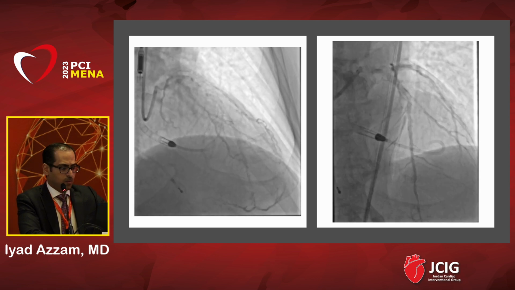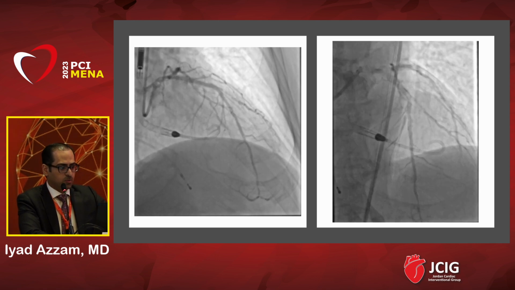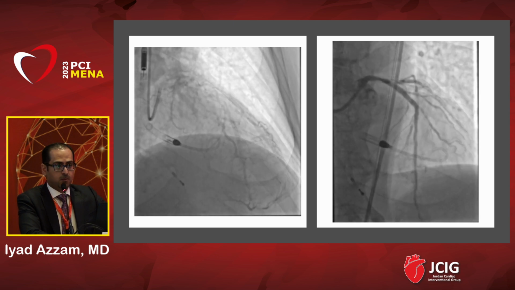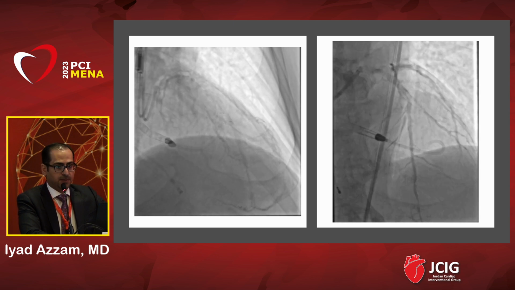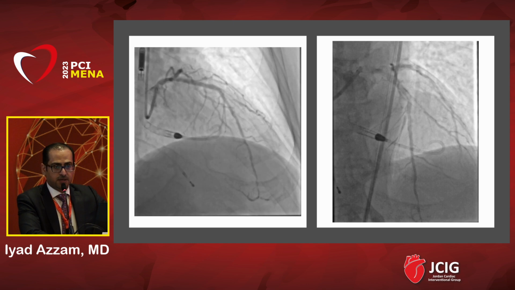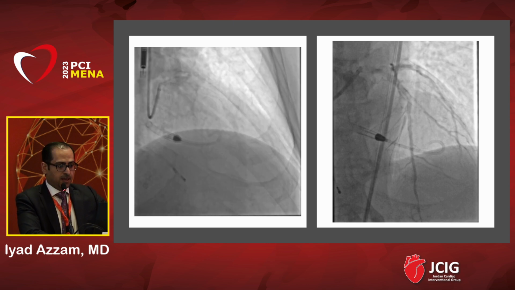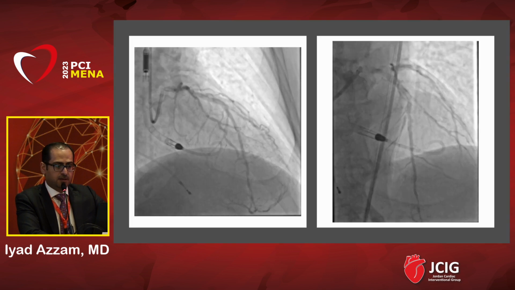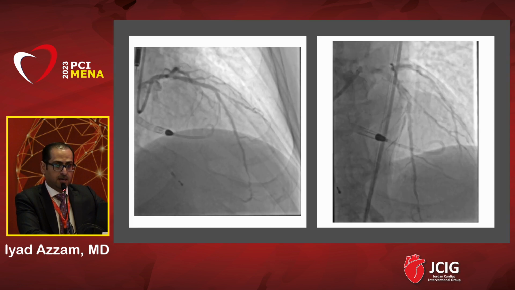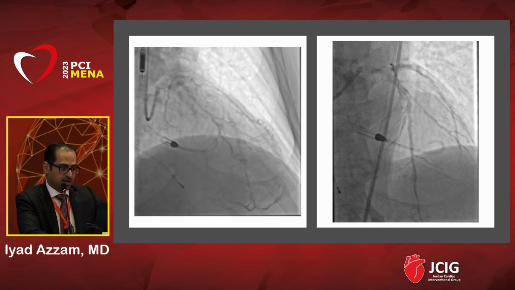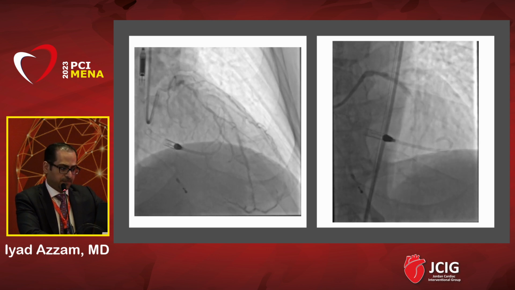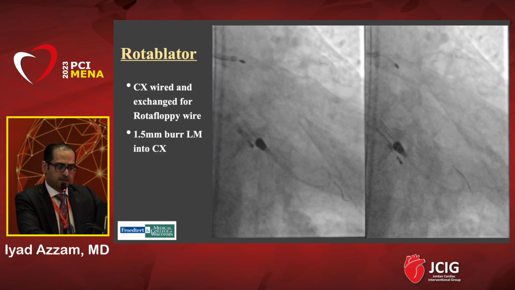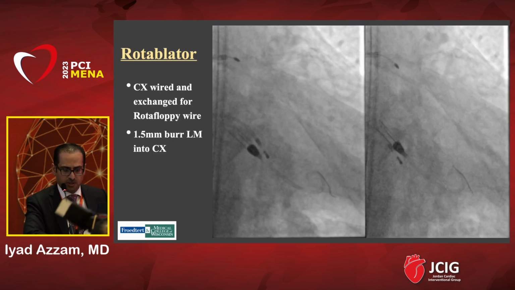So we wired the circumflex using a workhorse wire supported with a microcatheter, then exchanged the wire out for RotaFloppy. We performed rotational atherectomy using a 1.5 millimeter burr, and it wasn't that easy really to make that dip in the proximal to mid-circumflex. Again, we optimized the distal left main ostial circumflex, then increased the RPM to 180,000 and advanced it across the proximal to mid-circumflex.